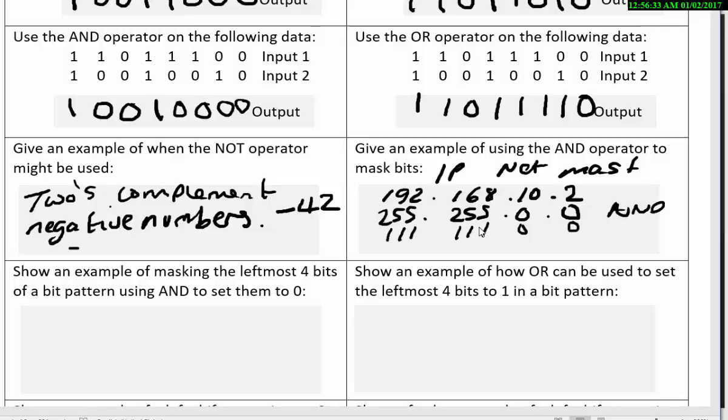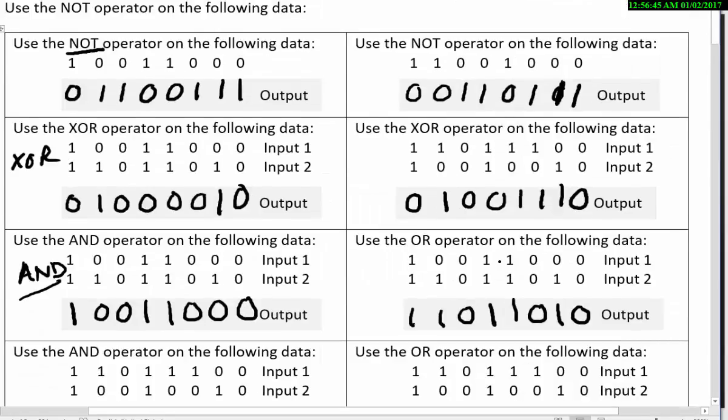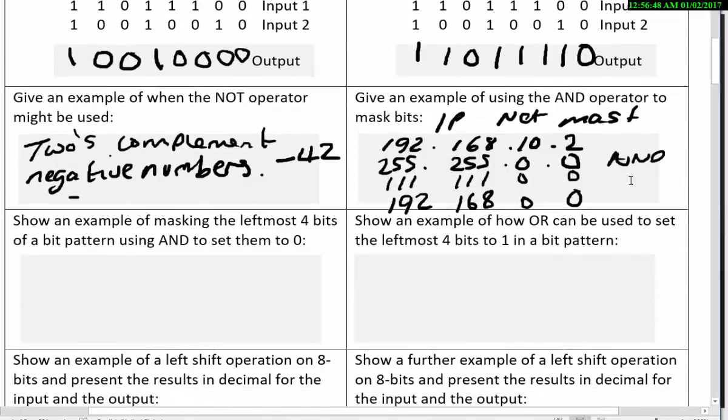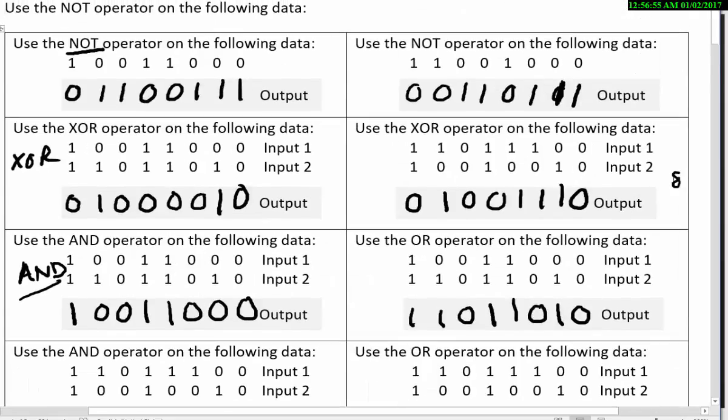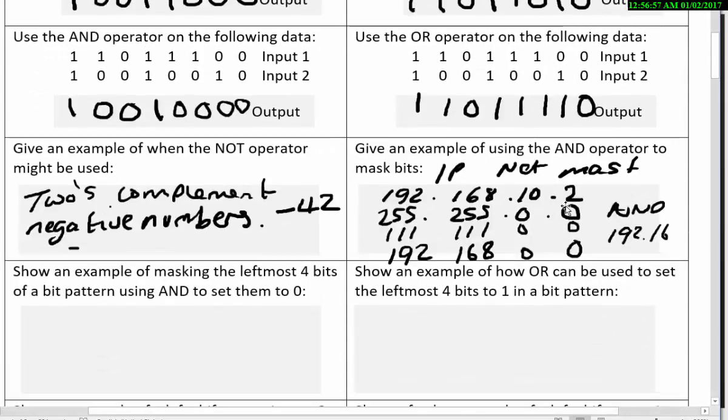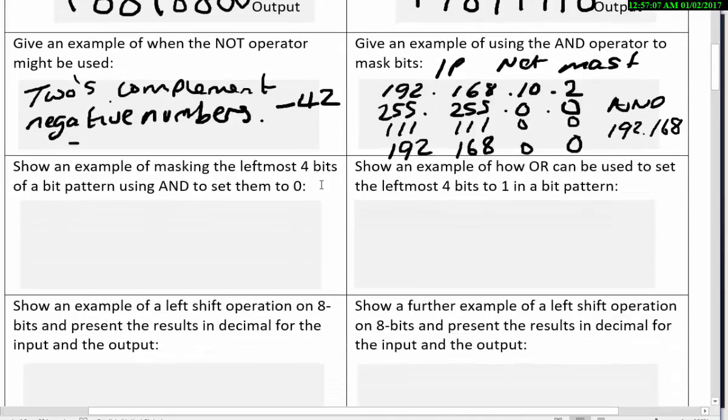Because that's an AND, that's going to come out the same value, whatever it was. But these are going to be set to 0. So that will give us the network address, which is 192.168. For this, we need to make sure that we give a good example, and IP addressing is a nice example.